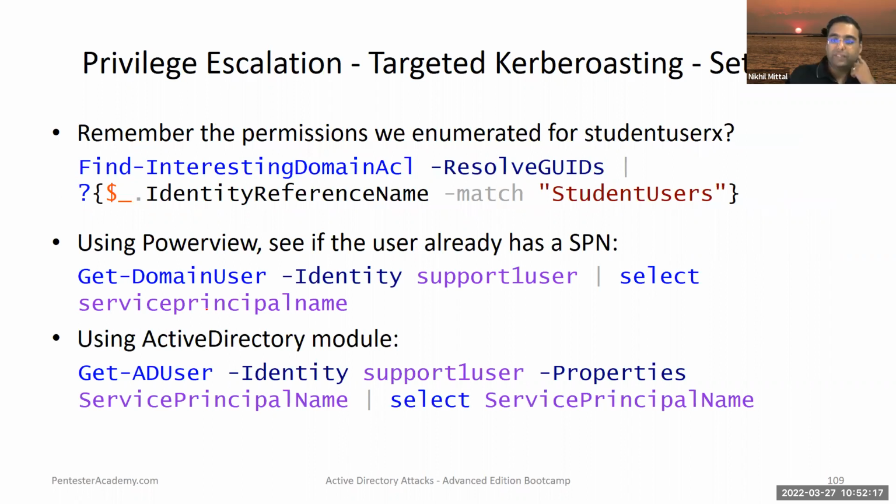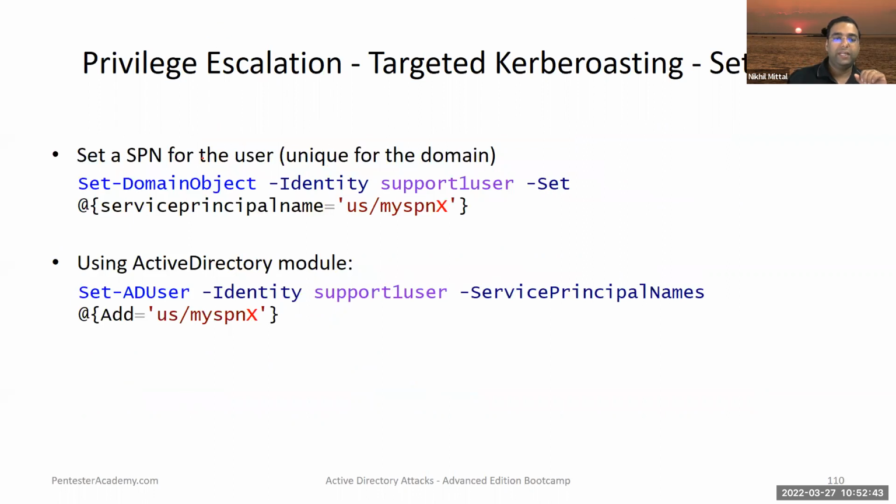All right. For example, if we check what permissions the student users group has on any user in the target domain, you would find out that there are so many support X users where the student users group has GenericAll permissions. Once we find any such user, we can set an SPN for them that is unique across the forest.